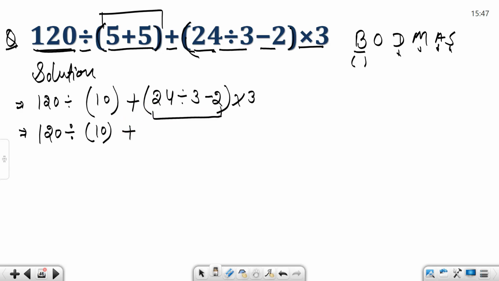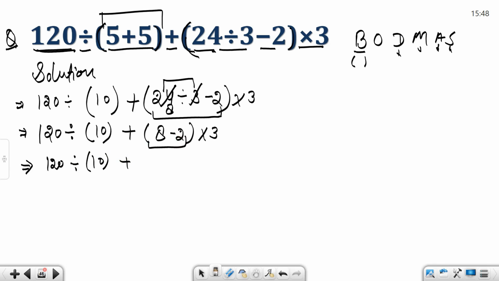In this bracket too, we'll solve the division first, so 24 by 3. When you divide 24 by 3 it gives 8, so it's 8 minus 2, bracket close, multiplied by 3. Let's solve further. 120 divided by 10 plus, now solve the bracket, 8 minus 2 will be 6. Multiplied by 3 now. 120 divided by 10 plus 6 times 3.